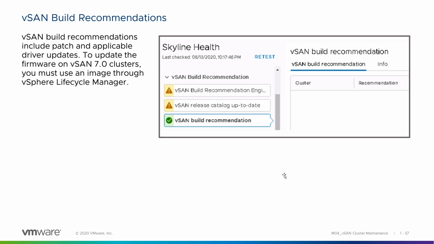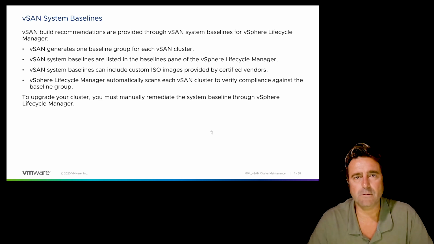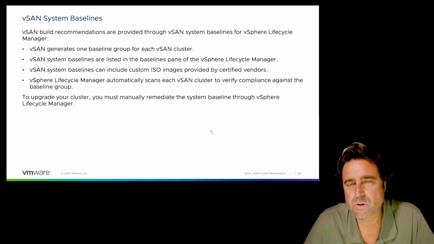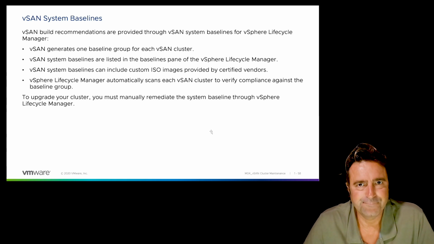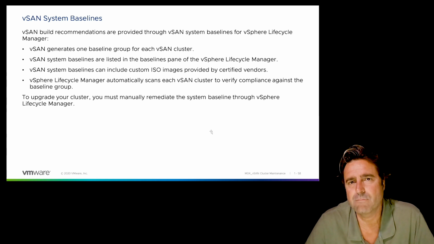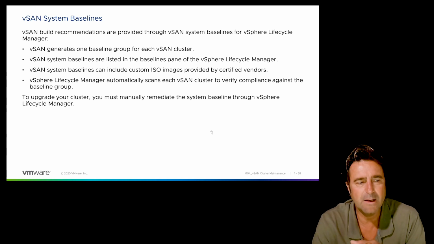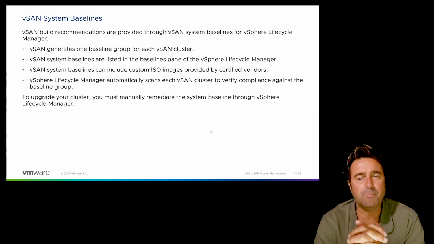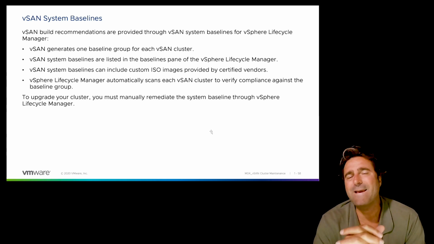So when you take a look at this page, look at the left side. It says vSAN build recommendations include patch and applicable driver updates. Notice it says to update the firmware on vSAN 7.0 clusters, you must use an image with Lifecycle Manager. Remember, historically, we used to use baselines. A baseline is a fancy term to specify that you want to pick and install one or more patches. Here it says vSAN build recommendations are provided through vSAN system baselines.